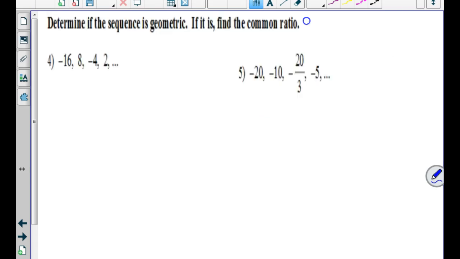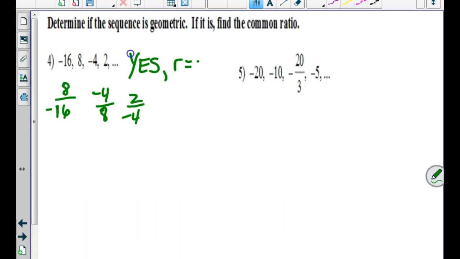I'm roasted. Okay, determine if the sequence is geometric. If it is, find the common ratio. So it looks to me like this would be multiplying by a negative, right? Because it goes negative, positive, negative, positive. Again, we would do 8 over negative 16, or negative 4 over 8, or 2 over negative 4. Are those giving us the same ratio every time? Yeah, they all reduce to negative 1/2, so it's yes, where r is negative 1/2.